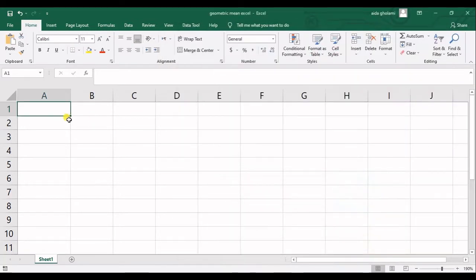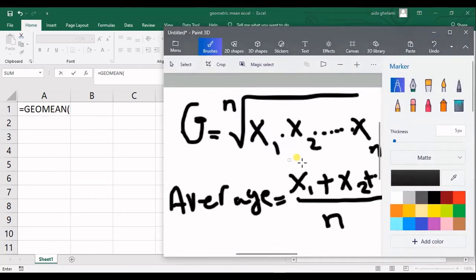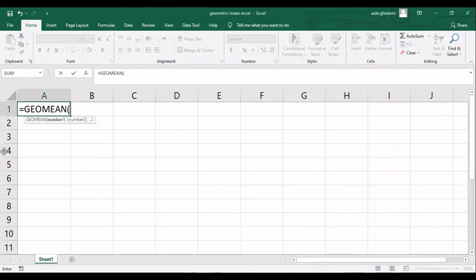So let's get to Excel. Now I want to show you the formula in here. You just need to type the equal sign, then write geometric. GEOMEAN is used in here, and it returns the geometric mean of an array or range of positive numeric data. Another thing I wanted to mention is that it only takes positive numbers. As you can see here, we want to calculate the nth root, so of course we need positive numbers. It doesn't have meaning for negative ones.